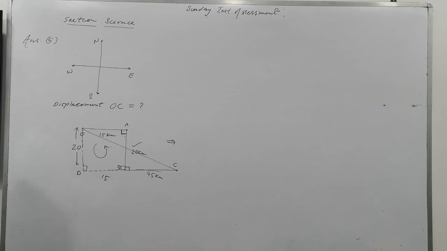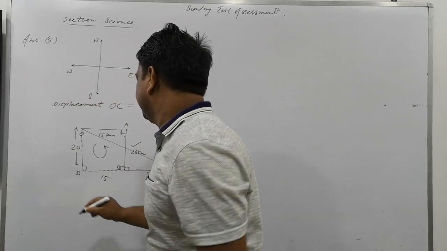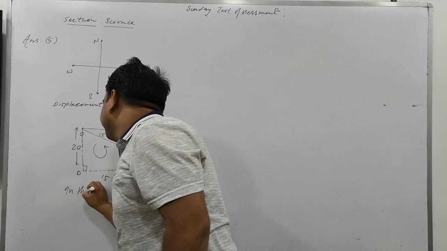OC. How can you find out OC? So we'll produce C to B up to D and draw a perpendicular from O. It means OD is perpendicular, CB on producing it meets at D. Clear? So we have to find out OC. How can you find out OC? You may see in the figure.